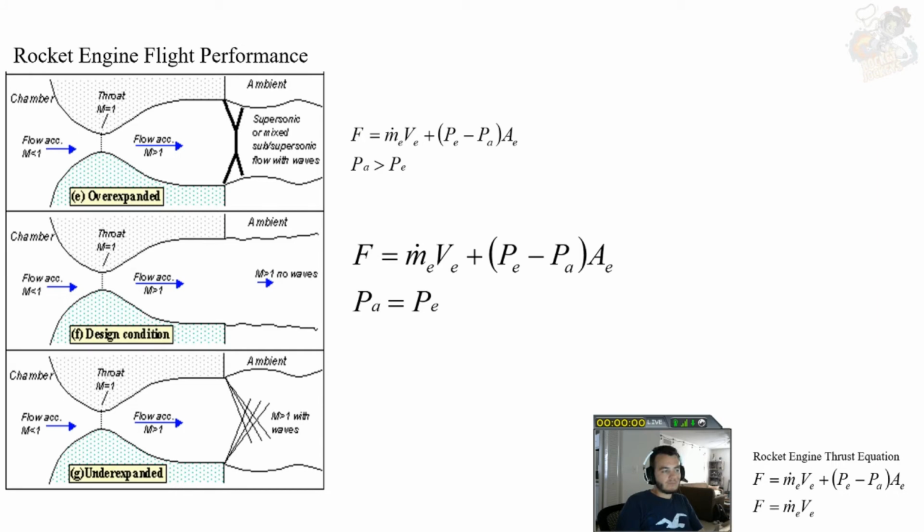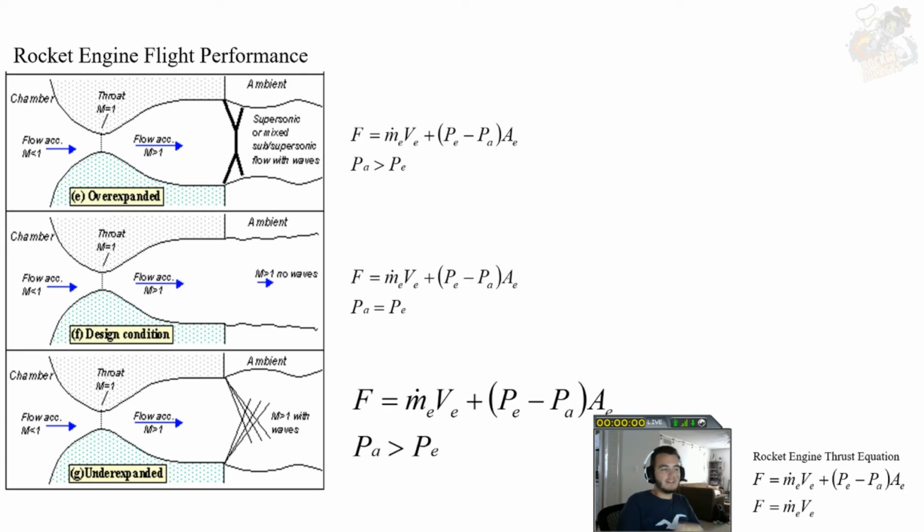So going back to the design condition, that's operating where PA equals PE. That's how you achieve that F equals m dot times VE. That's basically how you get that terminology. You now have perfect expansion, your engine's operating in its most ideal environment. Now for underexpanded flow, you have PA less than PE.